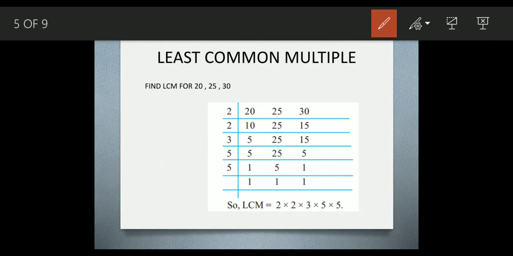Now 25 is not possible in the 2 table, right? So just leave it as it is, write 25 as it is, just don't divide. Clear? Now go for 30. How many 2s are 30? 15 2s are 30. So write 15 there.